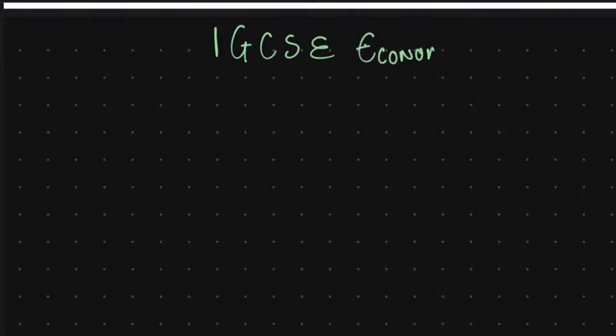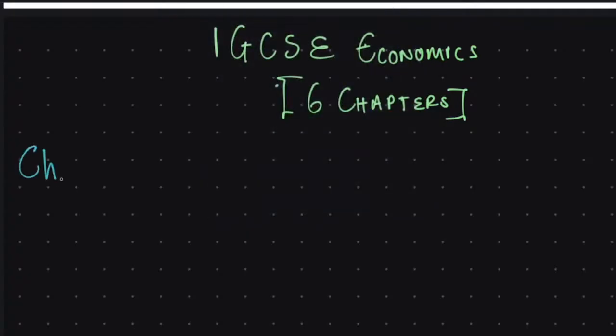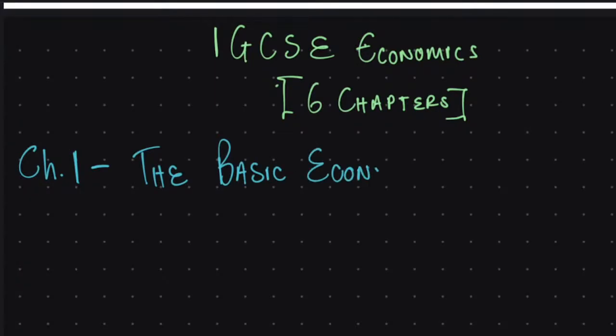IGCSE economics. Remember, we have 6 chapters to go through, and we are looking at chapter 1, which is the basic economic problem. We're looking at a lot of things to do with this basic economic problem.